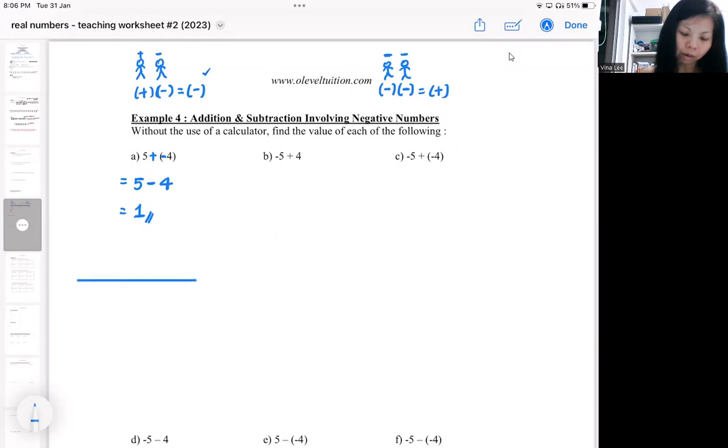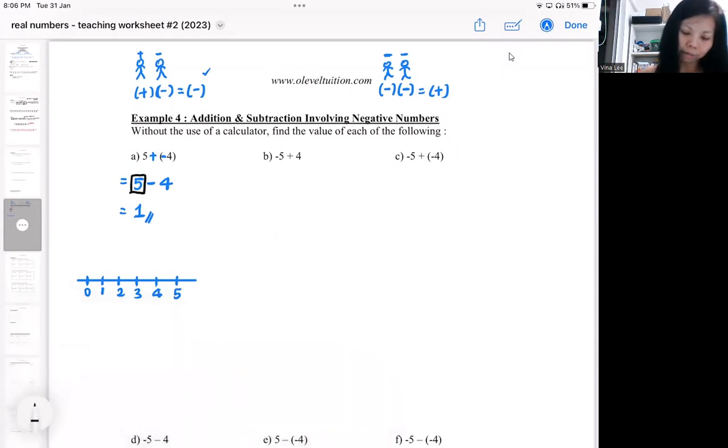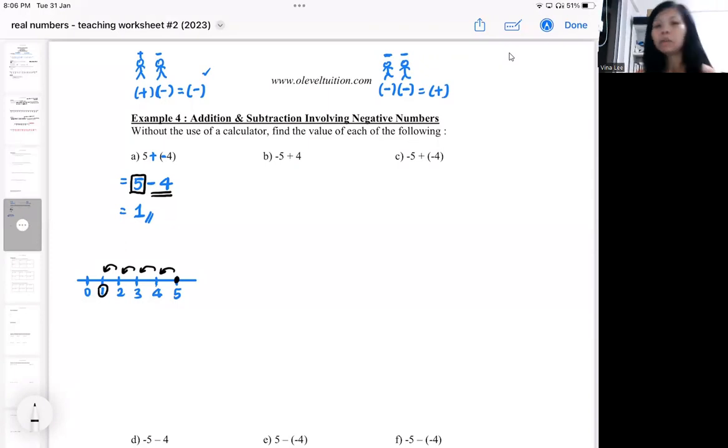Let me show you how it actually looks like. I draw a small number line. I'm not drawing a very big number line. So it means that I'm starting from 5. From 5, you are going to minus 4, which means you move backwards. You jump back 4 steps. And that's how I got the 1. So in primary school, whatever you are doing can be represented in a number line like this.